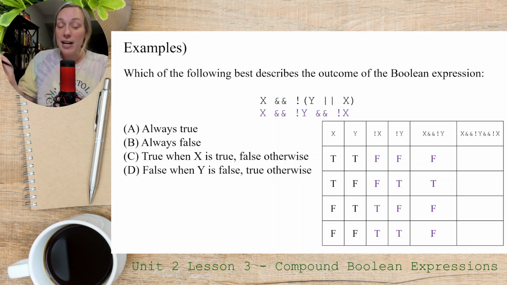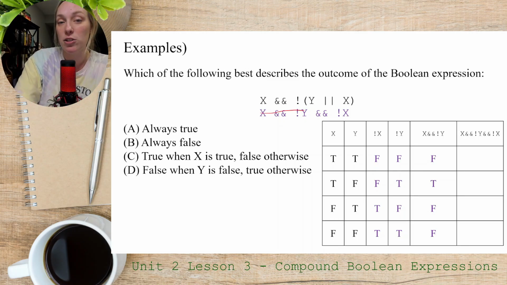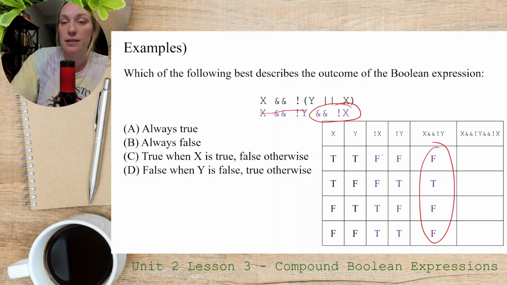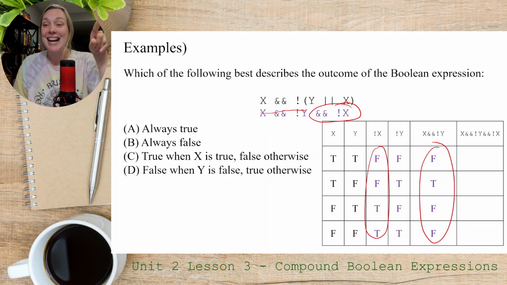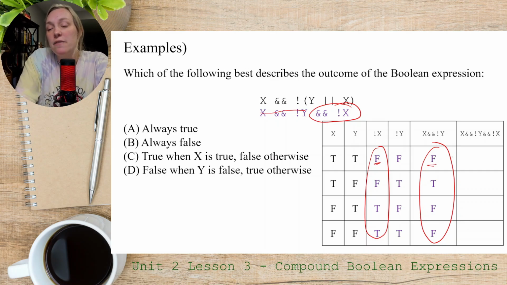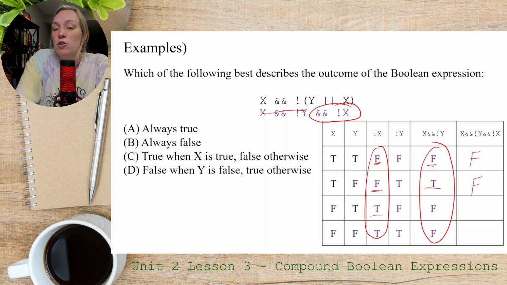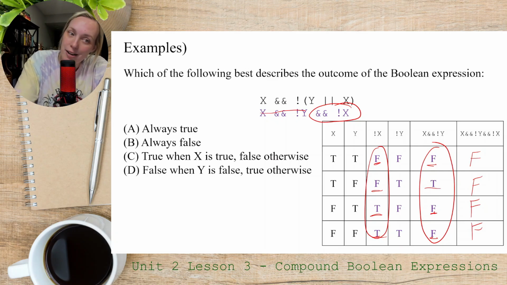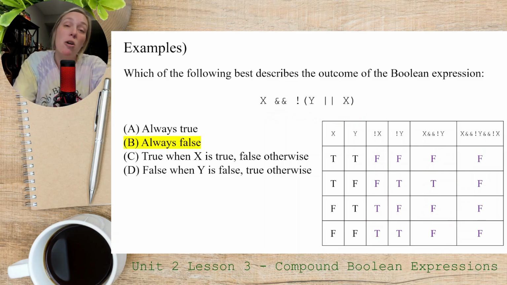Now that I have that column, the column I just evaluated, I'm going to compare it to the not X column. So I'm comparing this column and my not X column, and I'm doing it with the and, the double ampersand. False and false is going to be false. False and true is false. True and false is false. True and false is false. So what's your pattern? Well, that's always false.